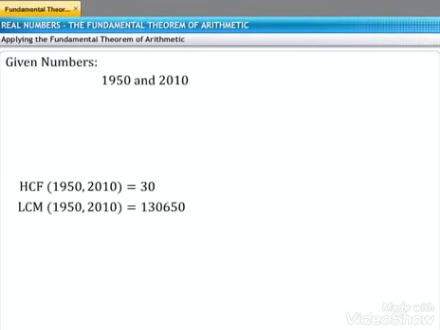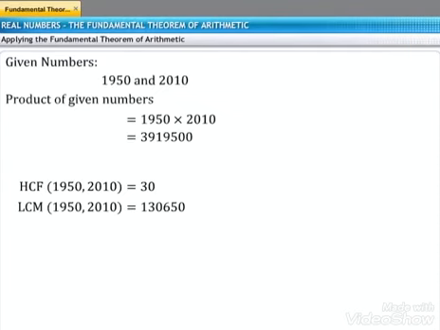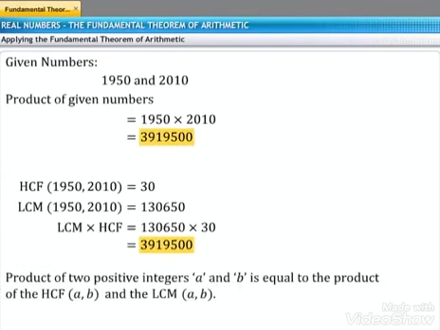Now, let us look at another interesting relation. Let us find the product of 1950 and 2010. First, let us find the product of the HCF and LCM of the given numbers. What do you observe? Note that the product of the given numbers is equal to the product of their HCF and LCM. This result is true for all positive integers and is often used to find the HCF of two given numbers if their LCM is given and vice versa.